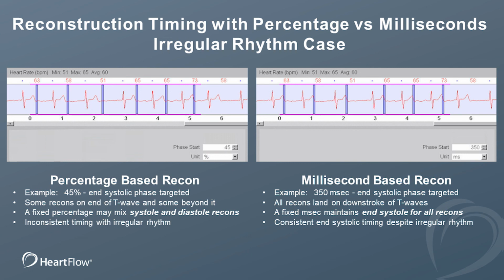As you can imagine, if a patient has a variable heart rate and you can reconstruct, for example, at 45% of the RR interval, in a low heart rate patient, that could be in diastole, whereas in a high heart rate patient, that could be in systole. On the other hand, if you do that reconstruction in milliseconds after the R wave, you will generally hit, regardless of variations in cycle length, the appropriate timing you may want, for example, on the end of a T wave.